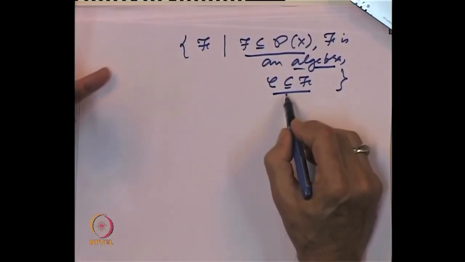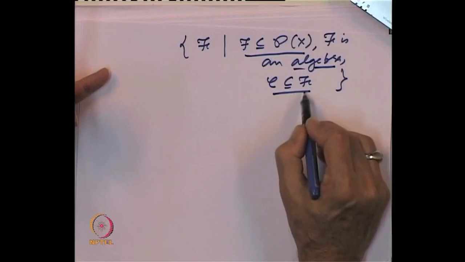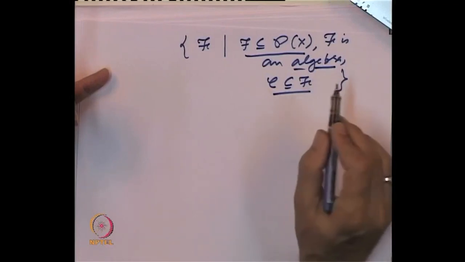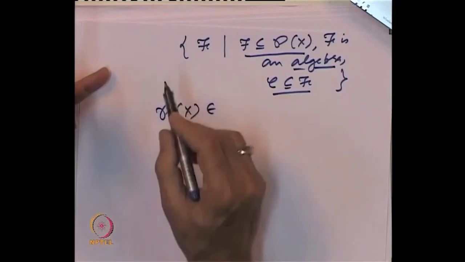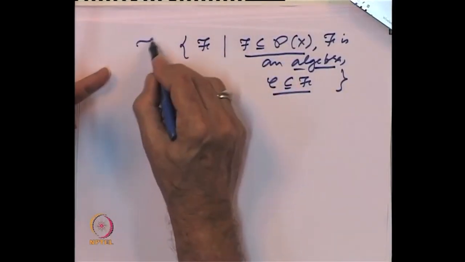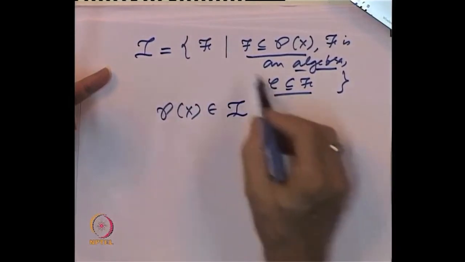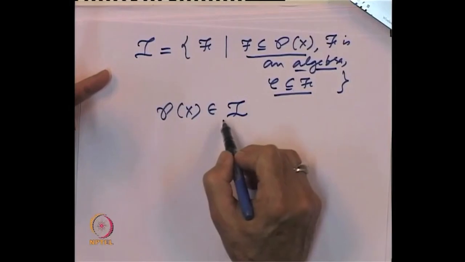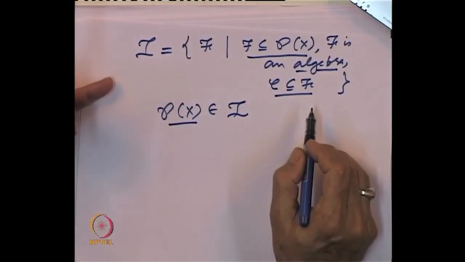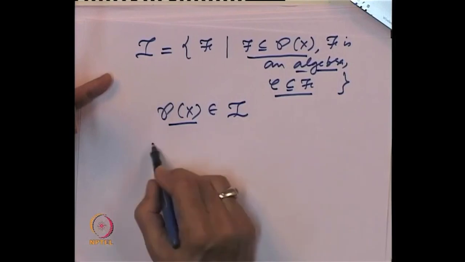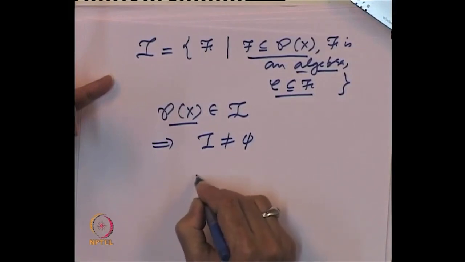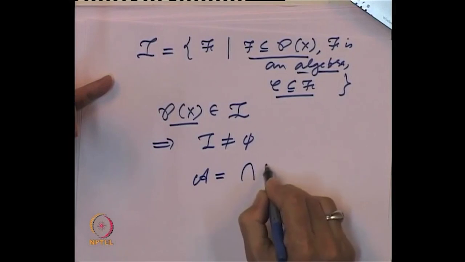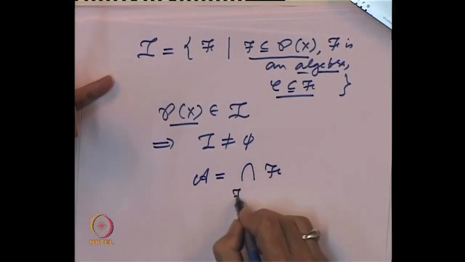So, it has two properties. One, C is a subset of it. This collection C is inside the collection F, and F is an algebra. First of all, let us observe that P(X) is an element of this collection. Let us call this collection I. This collection of all algebras which include C is a non-empty collection, because the power set of X, the collection of all subsets of X, is an algebra and includes C. And now, what do we do? Let us define A to be equal to the intersection of all these F such that F belongs to I.